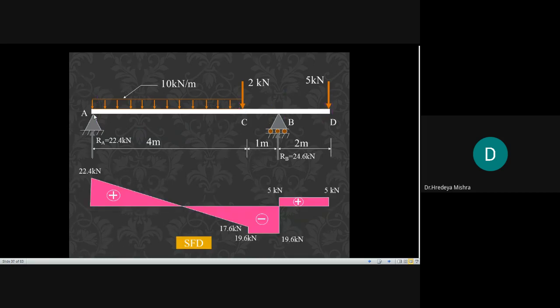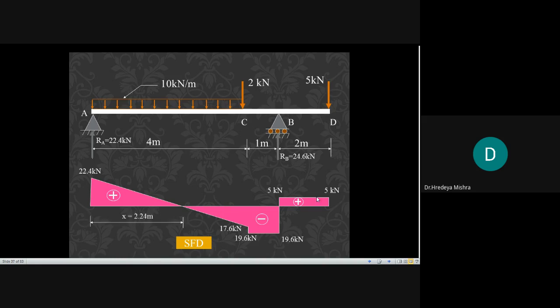See here, the shear force and bending moment diagram is here. Okay, 24.4 and minus 17.6 and minus 19.6, we get the same value. So directly we get a positive to negative value. Okay, and here 5 kilonewton to 5 kilonewton. That's it. Very simple.